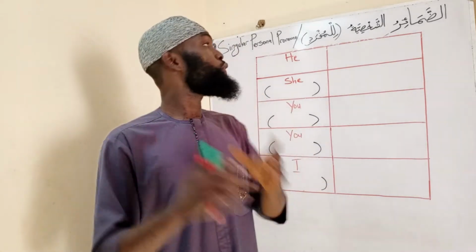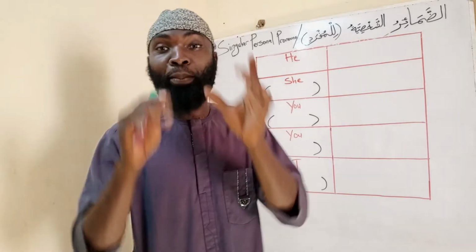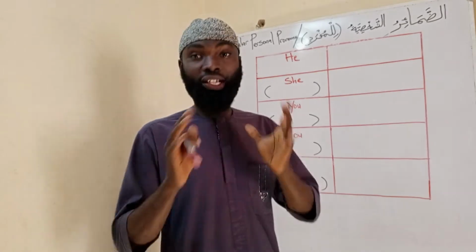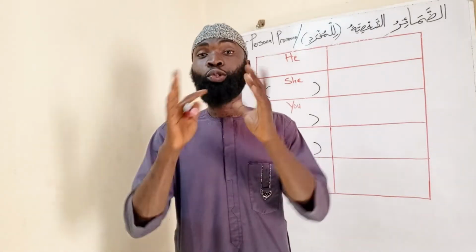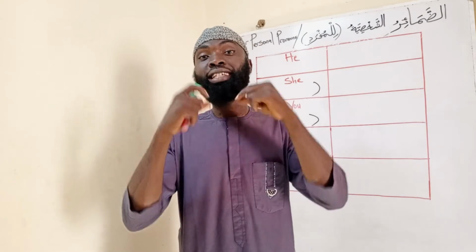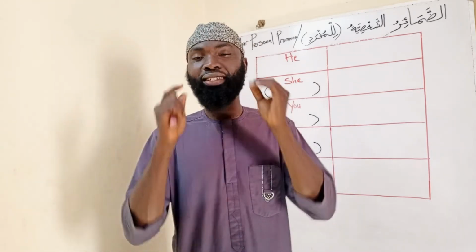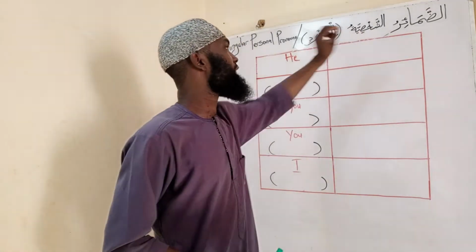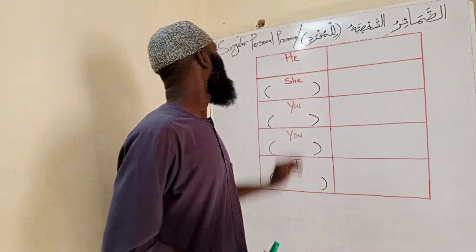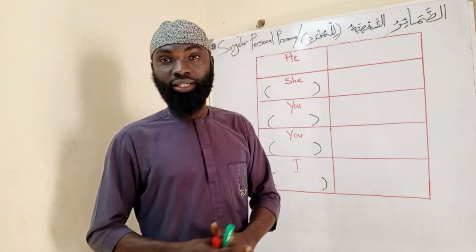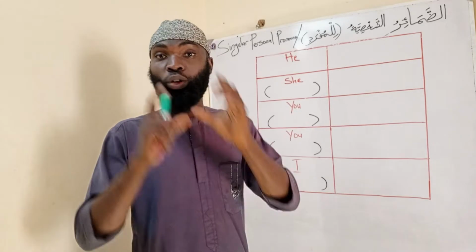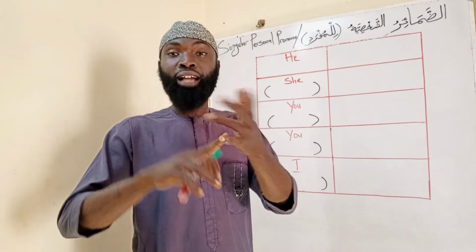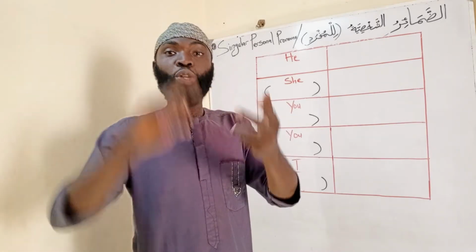In our last episode, we had explained and brought a table which simplified the ad-dama'ir shakhsiyya, the personal pronouns. Today, we want to break this table down so that we can simplify it better for the beginners in learning this language of Arabic. So we want to look at ad-dama'ir shakhsiyyatu lilmufrad, singular personal pronouns. Remember, in the last episode, what we did was to combine all of the personal pronouns in terms of the singular, dual, and also plural.